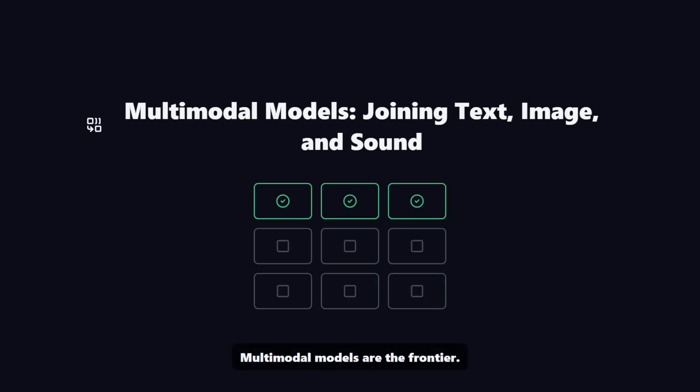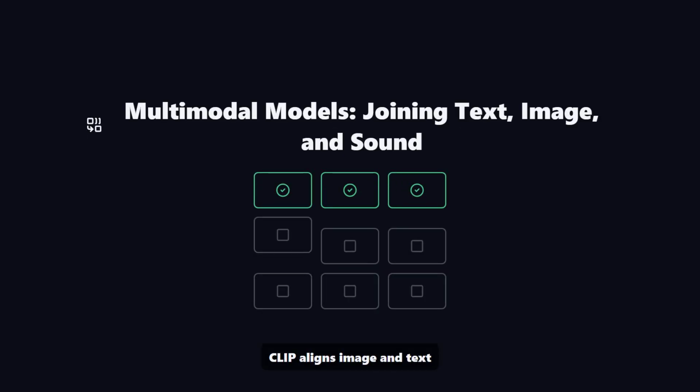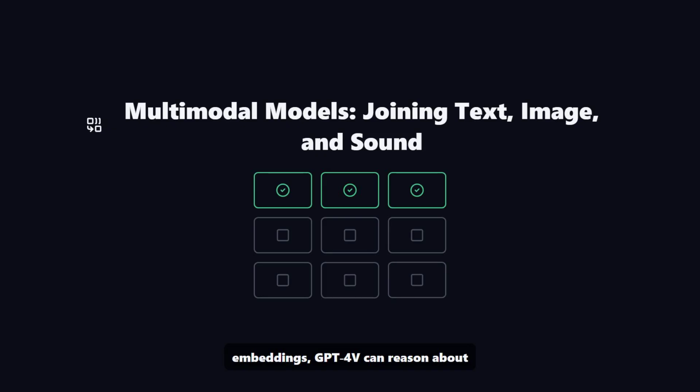Multimodal models are the frontier. CLIP aligns image and text embeddings. GPT-4V can reason about visual inputs. For the AIF-C01, a classic scenario is, a retailer wants to generate product descriptions from photos. The answer is using Bedrock with Titan multimodal embeddings and a language model. Try it yourself. In the Bedrock console, select Titan multimodal embeddings and test with a sample image to see the matching.